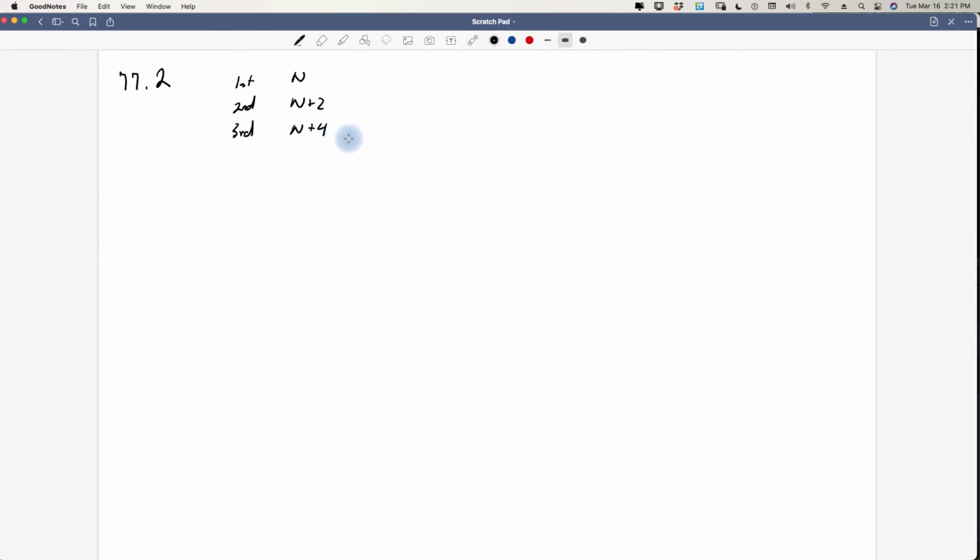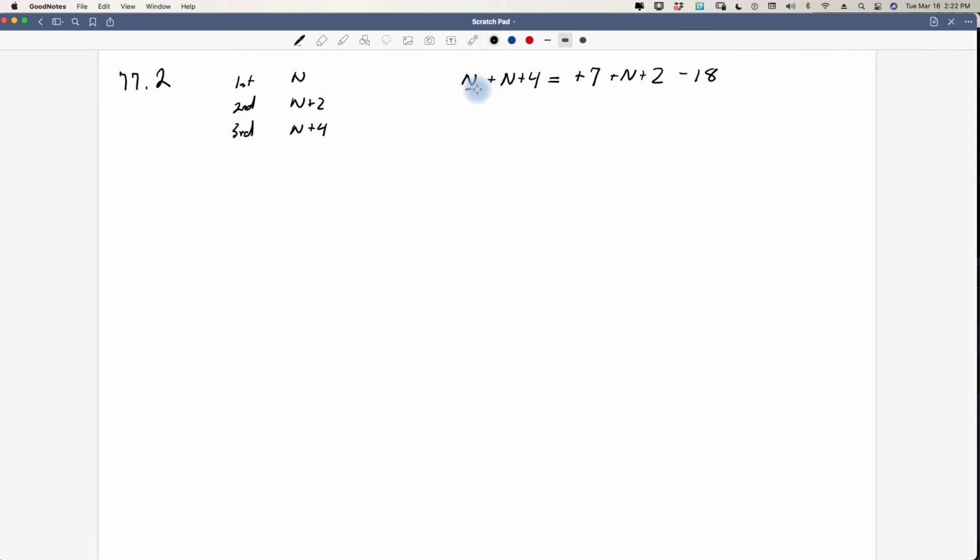Such that the sum of the first and the third, the first is n, and the third is n plus 4. The sum of the first and the third is 7 greater, so plus 7. Then the second, which is the second, is decreased by 18. And that's minus 18.